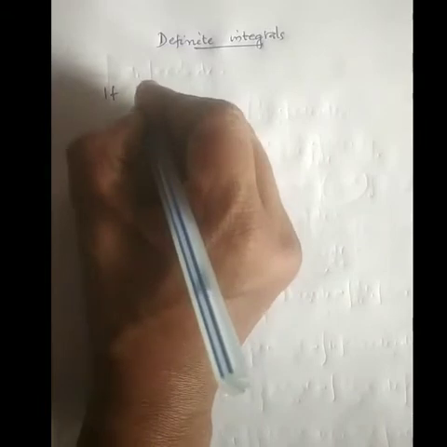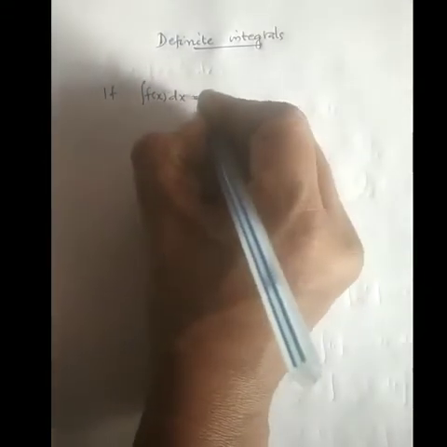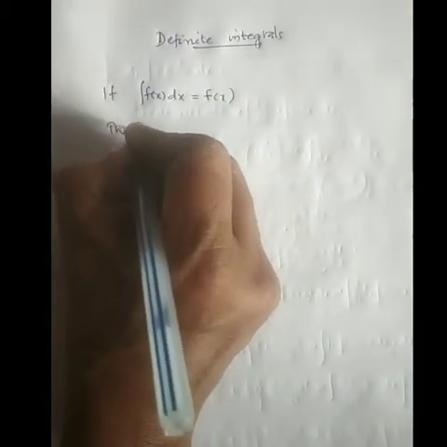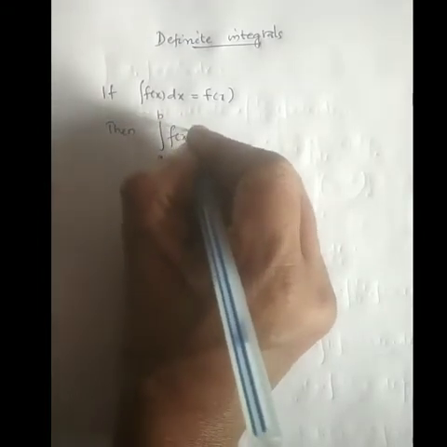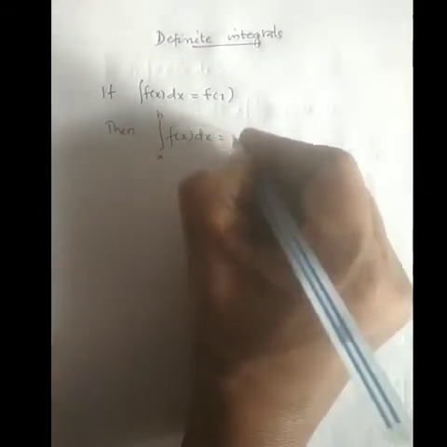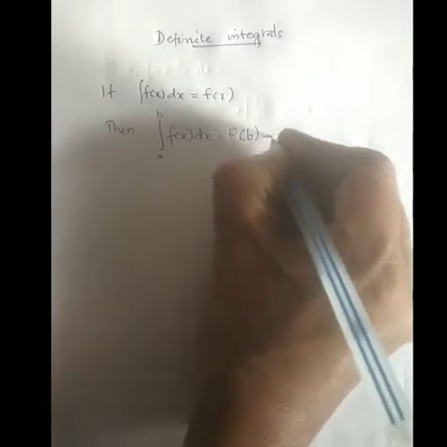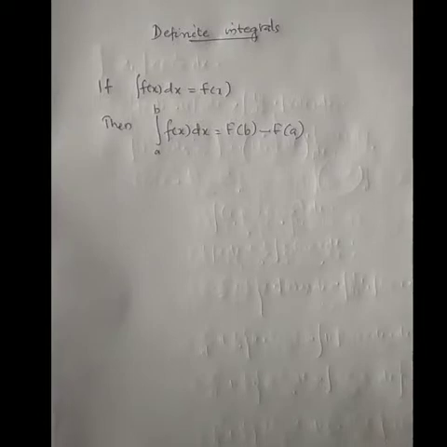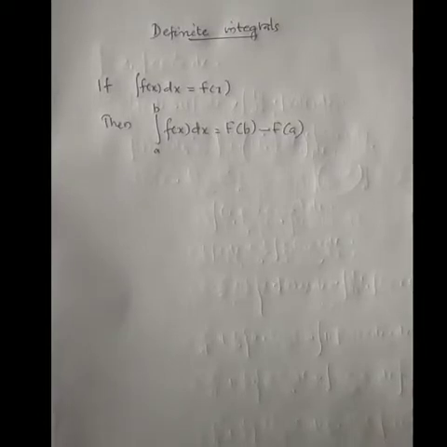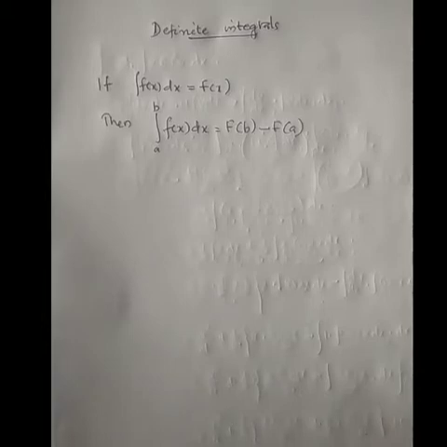If integral f of x dx equals F of x, then integral a to b f of x dx equals F of b minus F of a, and it is called the definite integral of f of x between the limits a and b.